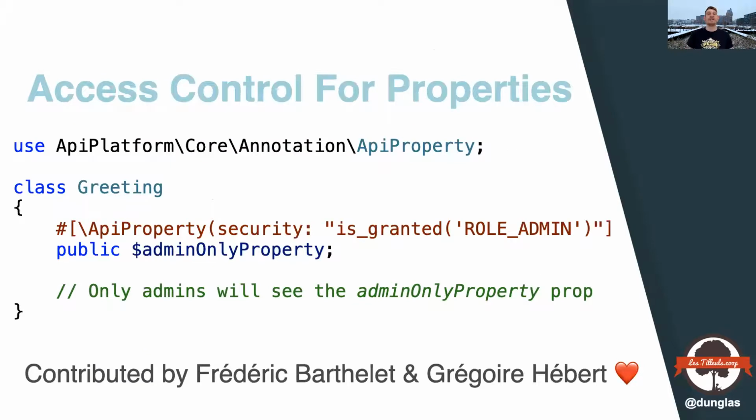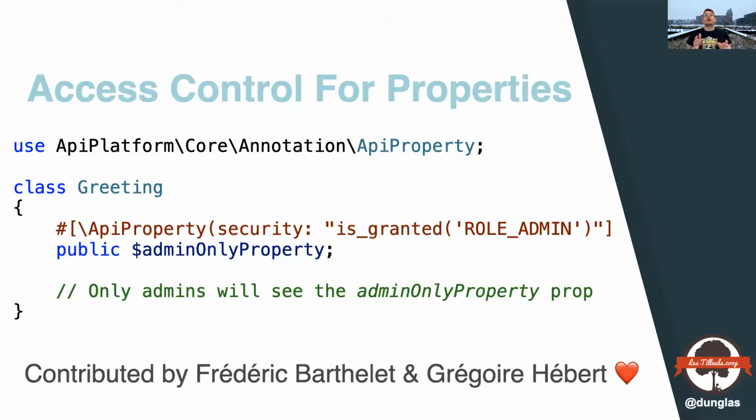But until API Platform 2.6, it wasn't possible to specify that some users with a given role can access some properties, but not other properties. It was only a per resource access control mechanism. Now, it's possible to use these security rules on specific properties.